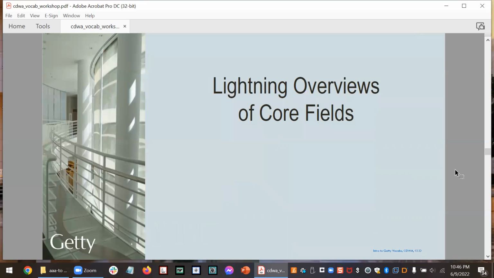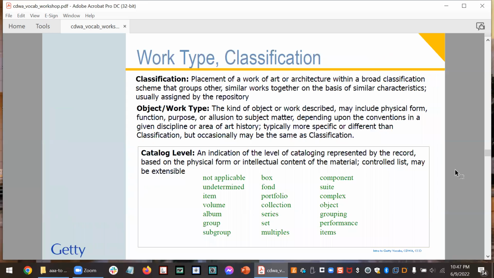Now I'm going to do a lightning overview of the core fields. So this is just to give you a sense of what is in the CDWA and CCO. The information in these resources is very dense. If you have questions about individual fields, please be in touch and we'll look it up and tell you what the advice is. So starting with work type and classification.